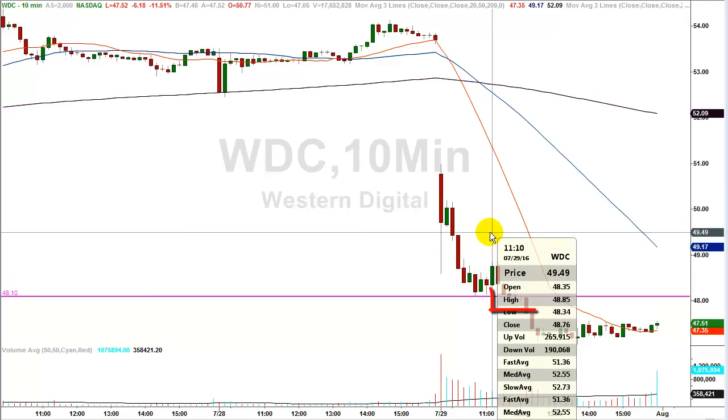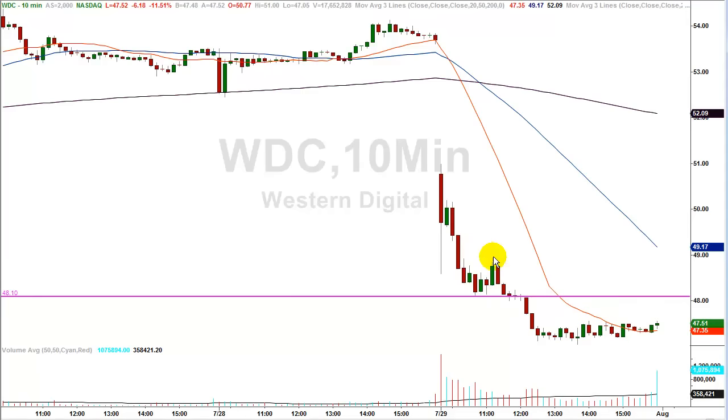And at 11:10 in the morning, just a few minutes later, we were at a high of $48.85, representing a maximum possible profit of 75 cents in just a few minutes off a level that was given out before the market even opened, 10% lower from where it closed yesterday. You can learn how to do precisely that in my course at LazyGapTrader.com.